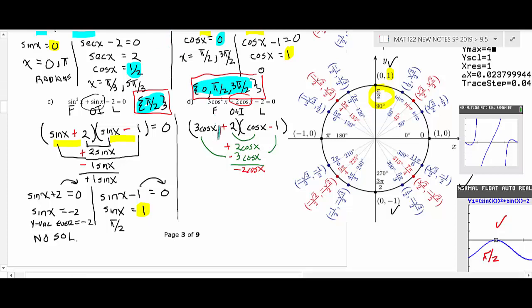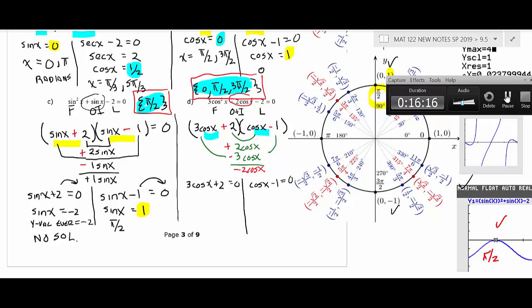Then what you're going to do is set each factor equal to 0, like we've been doing. So you want to work on solving 3 cosine x plus 2 equals 0. Then you want to work on cosine x minus 1 equals 0 like that. And then we're going to look at how we would solve those.